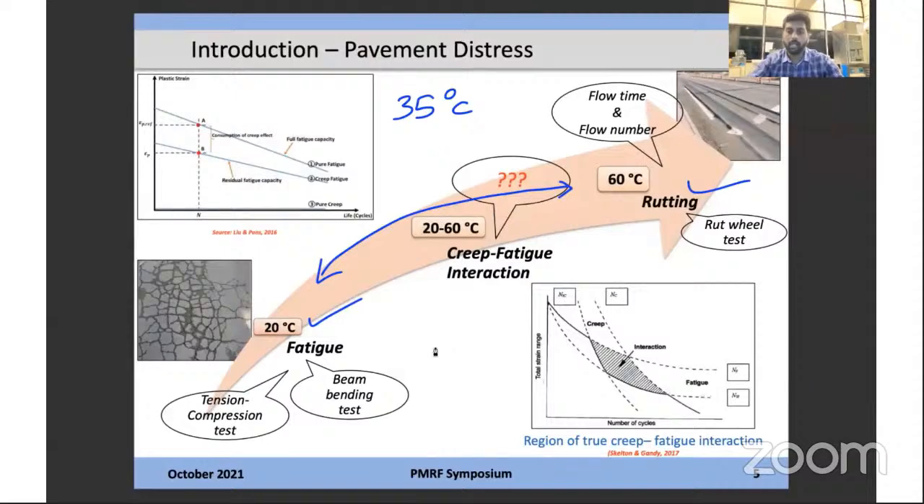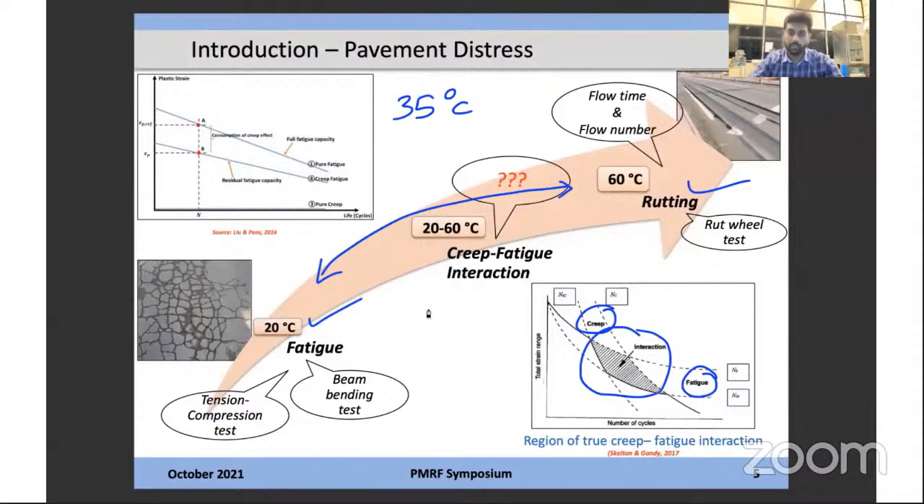Looking into the distress or failure of other materials such as stainless steel, the distress can be shown as follows. At higher strain level, creep failure occurs, and at lower strain level, fatigue failure occurs. There is a region in between creep and fatigue failure, which is termed creep fatigue interaction.